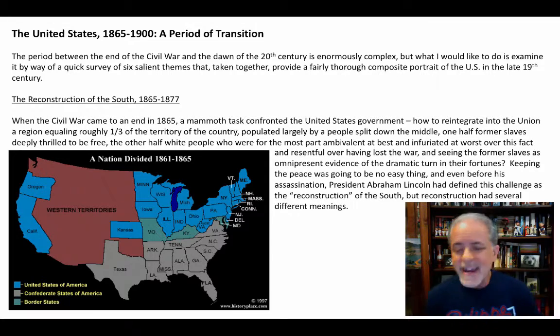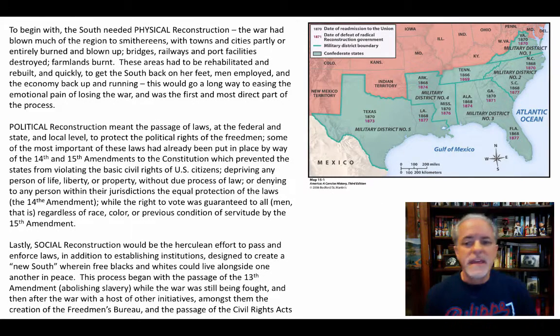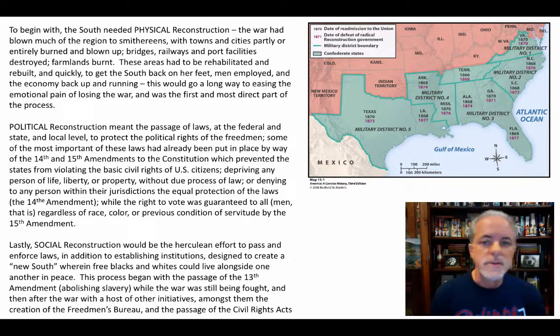But Reconstruction had several different meanings. To begin with, the South needed physical reconstruction. The war had blown much of the region to smithereens, with towns and cities partly or entirely burned and blown up, bridges, railways, and port facilities destroyed, farmlands burnt. These areas had to be rehabilitated and rebuilt, and quickly, to get the South back up on her feet, men employed, and the economy back up and running. This would go a long way to easing the emotional pain of losing the war, and was the first and most direct part of the process.